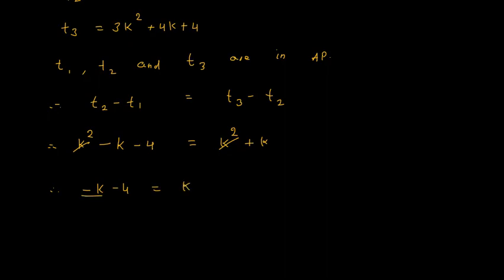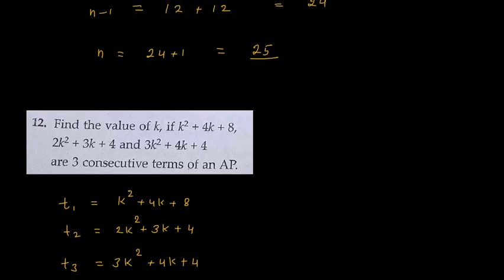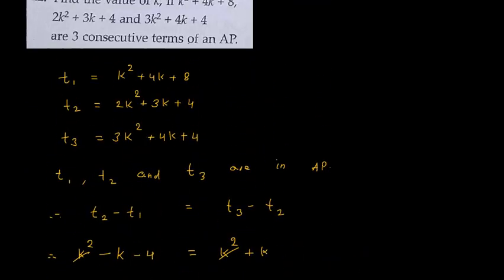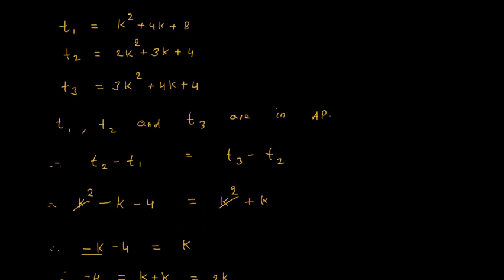So this minus k I will move to the right side. So here we have minus 4 is equal to k plus k, that is 2k. So therefore the value of 2k is equal to minus 4. This implies the value of k is minus 4 divided by 2, which is equal to minus 2. So the value of k is minus 2. Simple question. 3 consecutive terms are given in AP. We have to find the value of k. So this is how you can find the value of k. Simple.